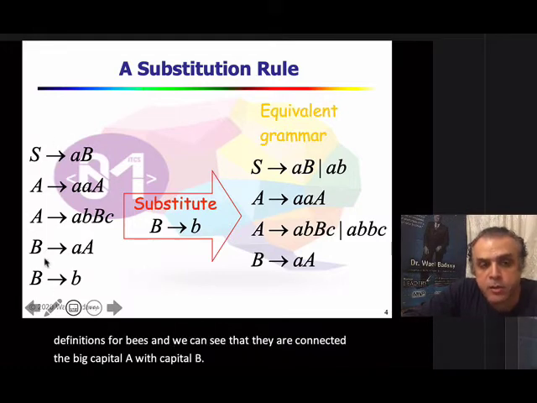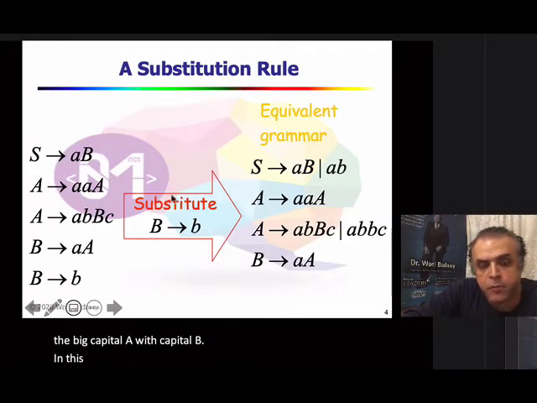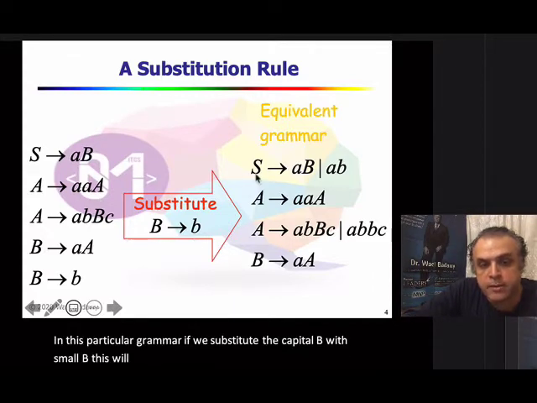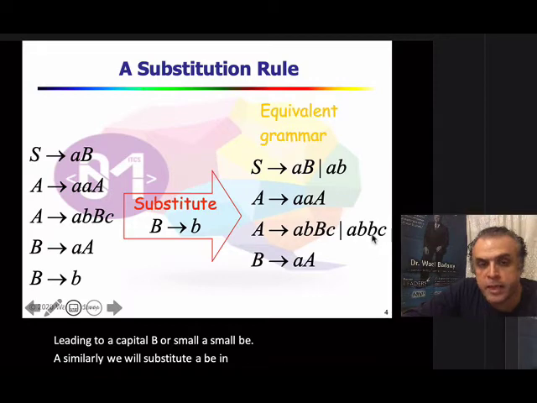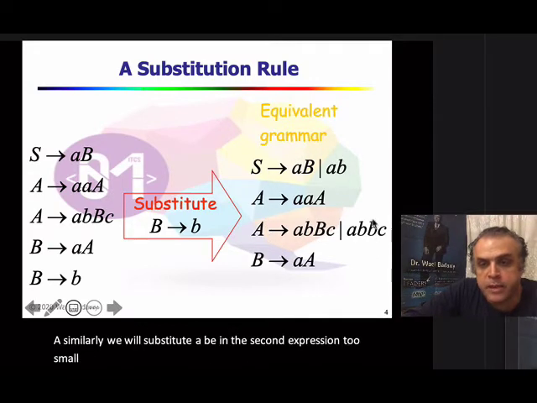In this particular grammar, if we substitute the capital B with small b, this will lead to S being able to lead to A capital B or small a small b. Similarly, we will substitute B in the second expression with small b as terminal, and this will be the equivalent grammar.